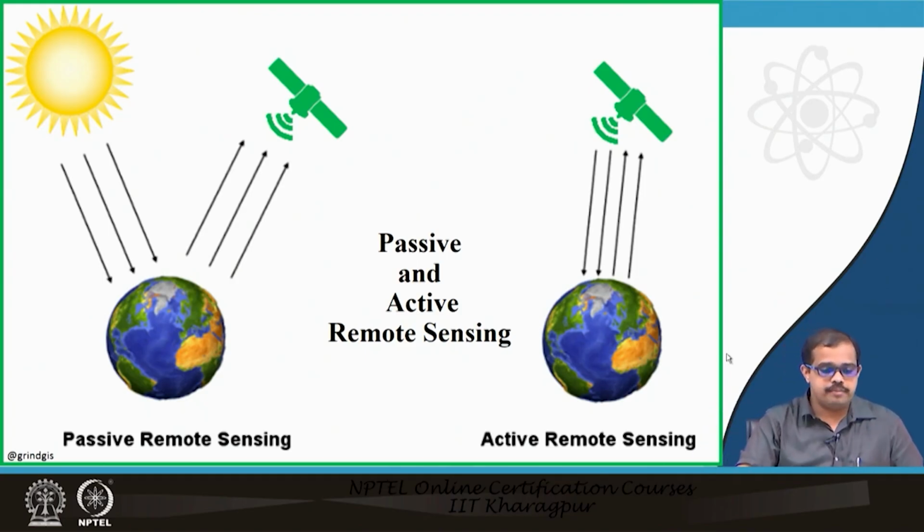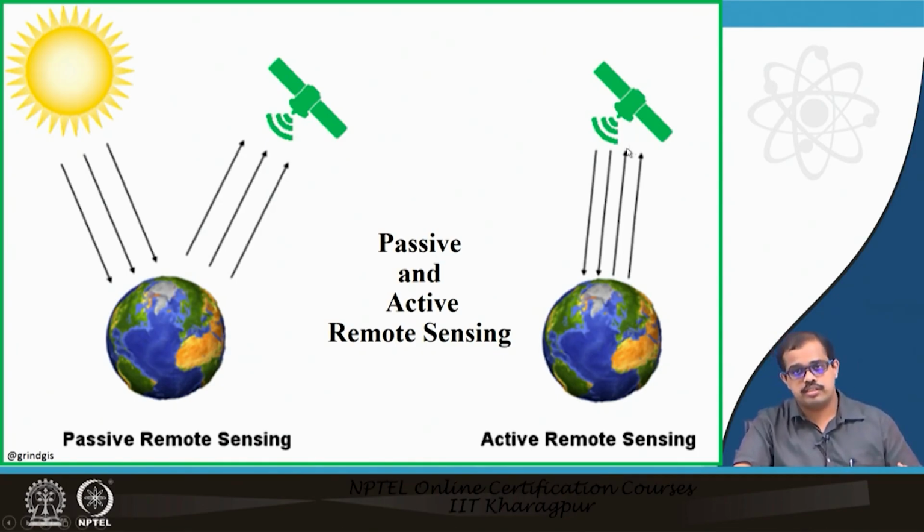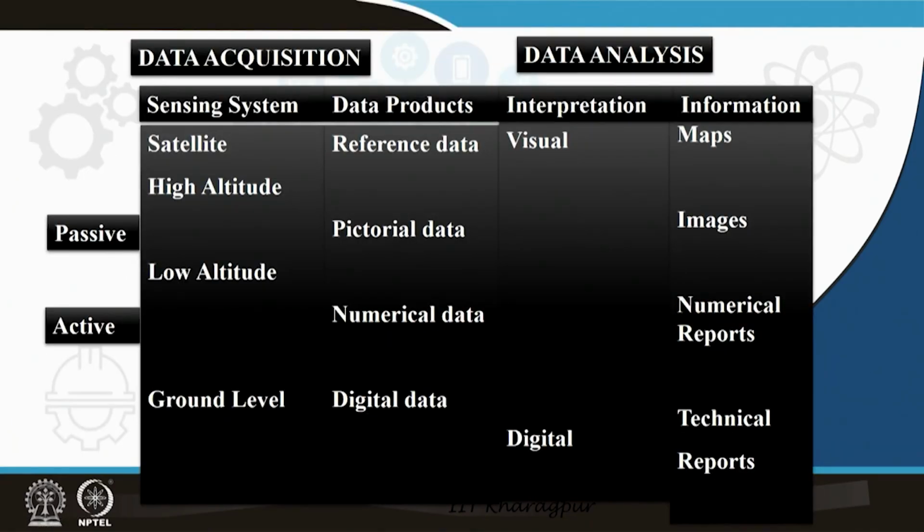So when you look at this image here, passive remote sensing is done using solar energy, which is 99.99% of the time. Here you have a satellite sending out its own form of energy which hits the earth's surface and is captured back by the sensors on board the satellite. This is called active remote sensing. But when you look at different sensing systems, you have satellite remote sensing, high altitude, low altitude and ground level.